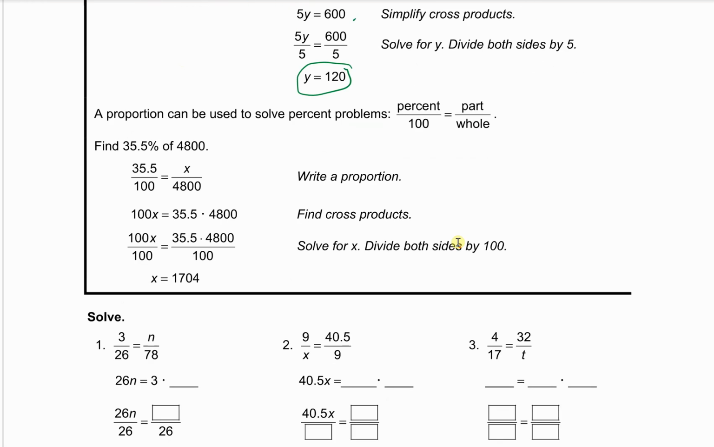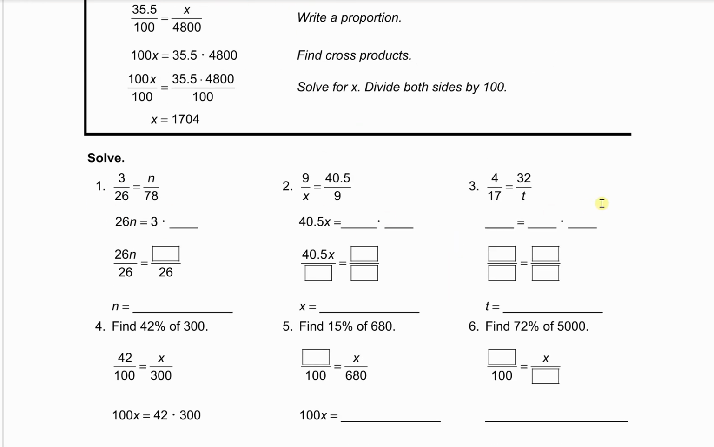If we go down a bit here and look at questions 1, 2, and 3, we can see the process in general. We have 3/26 equals n/78. So 26 times n goes here, 3 times 78 goes here. 3 times 78 is 324. Oh, I'm sorry, 234. Misspoke. Divided by 26 gives us an n value of 9.